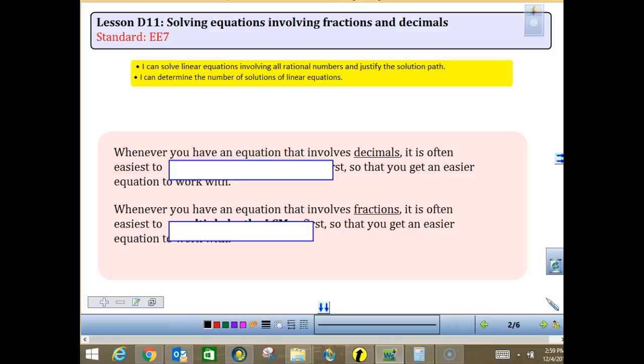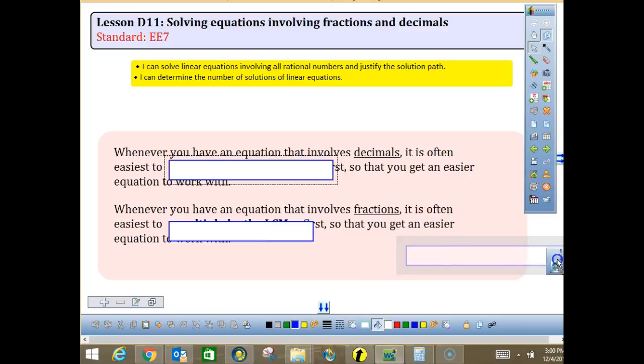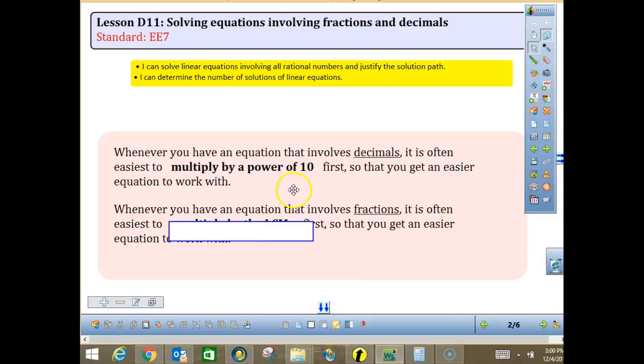So if you look at D11, we're going to be doing more of these fractions and decimals. Whenever you are solving equations with fractions and decimals, it's often easiest to do what with our fraction, or our decimal? If we multiply by powers of 10, right?